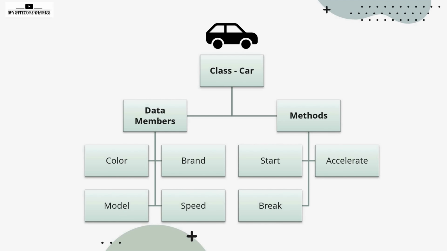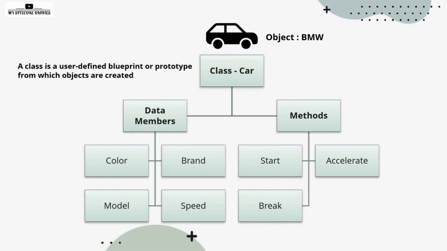We'll take an example of a car. This is a car, and this is the object, which is a BMW. So what is a class? If car is your class, then there must be some data members and methods. The data members can be color, model, brand, and speed, and the methods can be start, brake, and accelerate. So basically, what is a class? The class is a user defined blueprint or prototype from which objects are created.